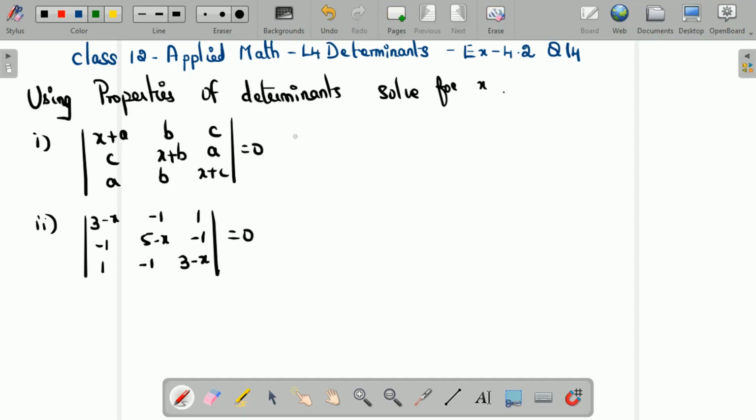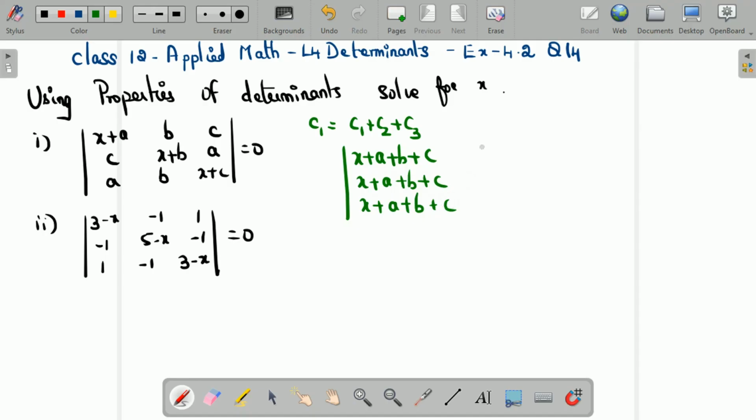So let's first do a couple of transformations. Column 1 is going to be equal to column 1 plus column 2 plus column 3. So in this case, it will become x plus a plus b plus c, again x plus a plus b plus c, once more x plus a plus b plus c. All the other columns, we're just going to copy as such. So b, x plus b and b, c, a and another x plus c is equal to 0.